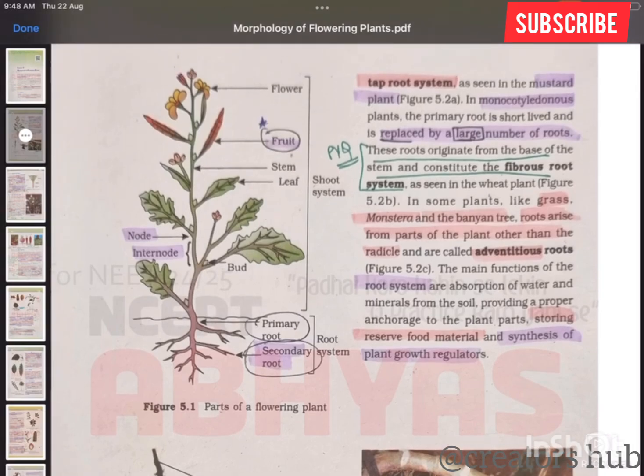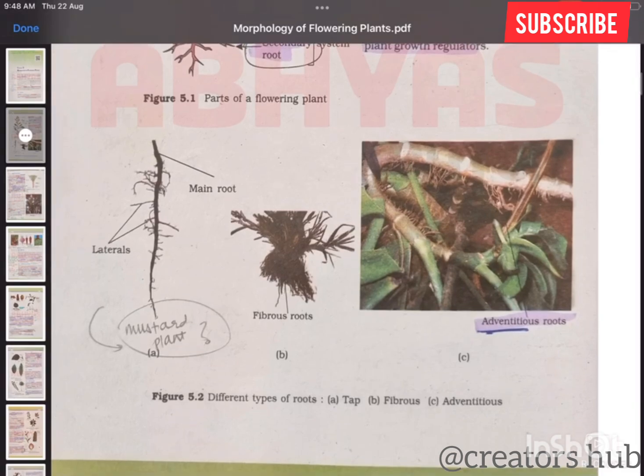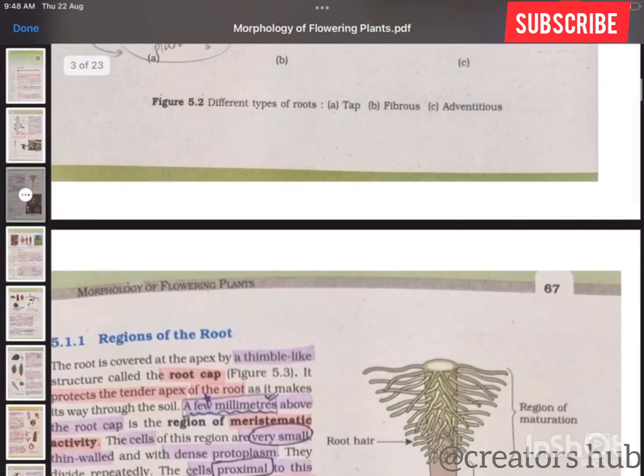Here is the diagram of a plant. You can see it. This is the adventitious root example, and this is fibrous root, and this is the main root of the mustard plant, lateral roots, etc.